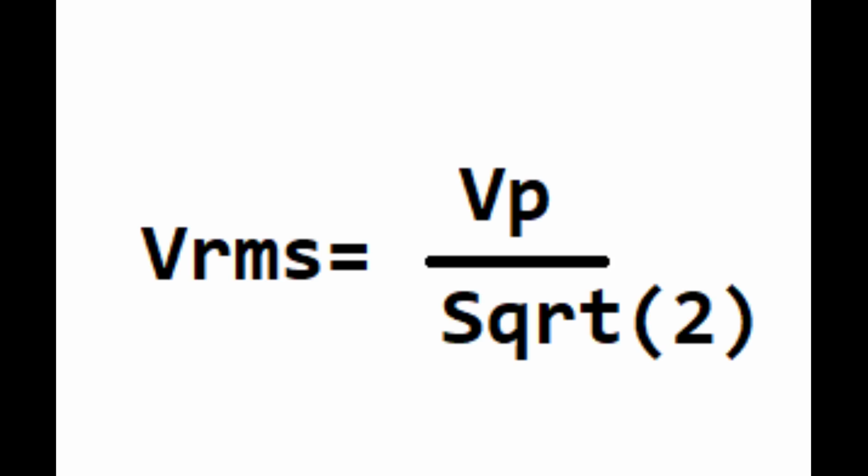For a sinusoidal signal, this produces a root mean square voltage of 4.53 volts, and we find this by using the equation voltage of the secondary RMS equals voltage of the secondary peak divided by the square root of 2. To give us a value of 4.53 volts.